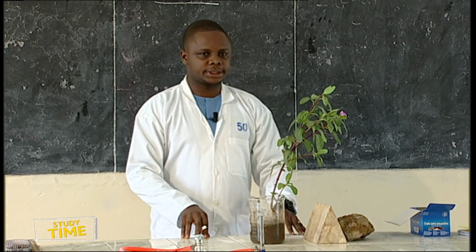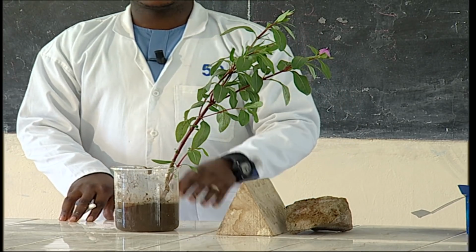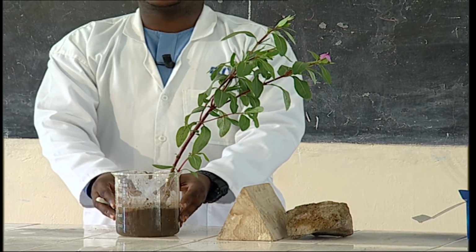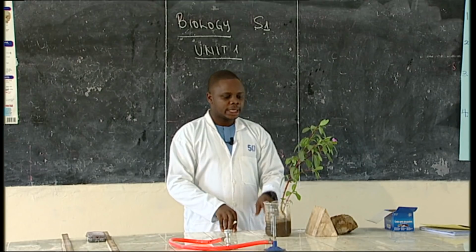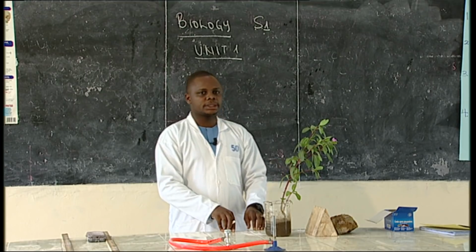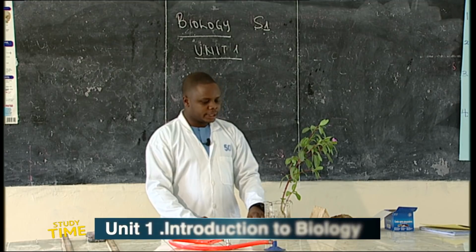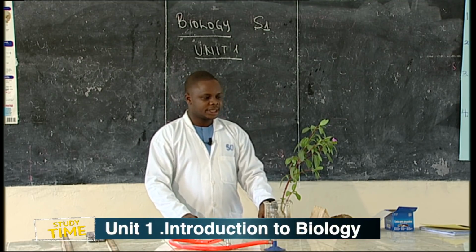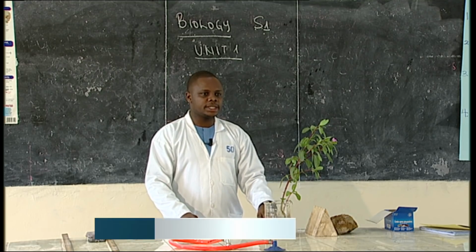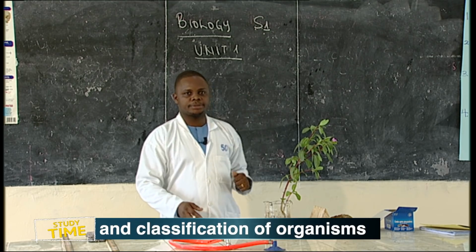As you see here, I have different objects. For the first one, this is what I did. I got a container, I put there soil, I added water, then I put there this plant. It was very small, very short, but after some time, as you see, it has grown up. I check it after every 7 days, and I see it growing, growing, growing.